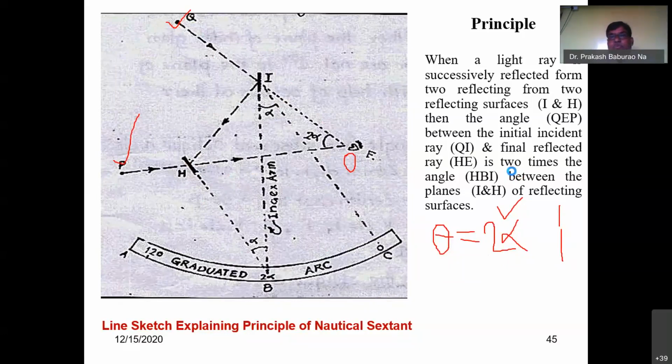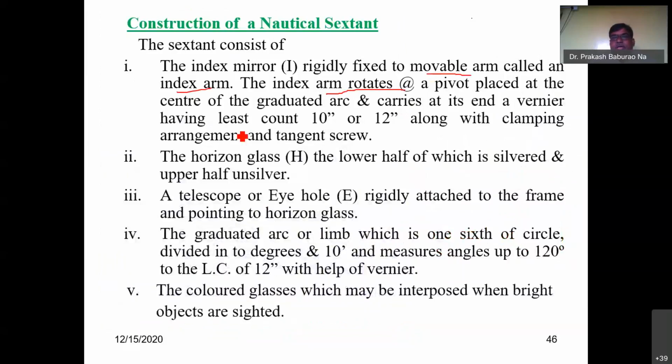The index arm is rotated at the pivot point placed at the center of the graduated arc. Its least count is 12 seconds. The horizon glass, the lower half, is silvered, as I already told you. The upper half is unsilvered. The nature of this horizon glass is circular, and it is a stable glass. The scope is also utilized to bisect the object through this eye vane or eye hole, rigidly attached to the frame and pointing to this horizon glass. The graduated arc or limb is 1/6 of the circle, as I already told you, and has a limitation of up to 120 degrees, where you measure this oblique angle.